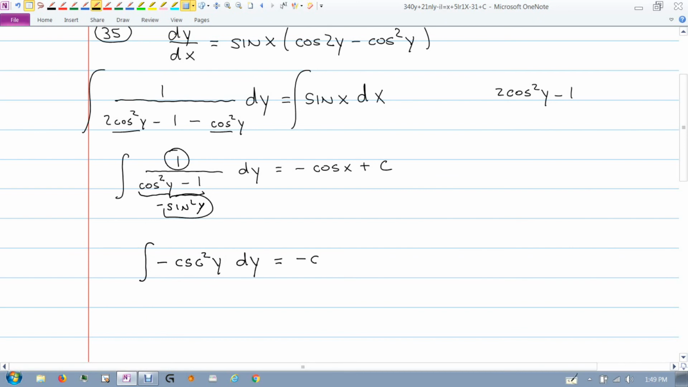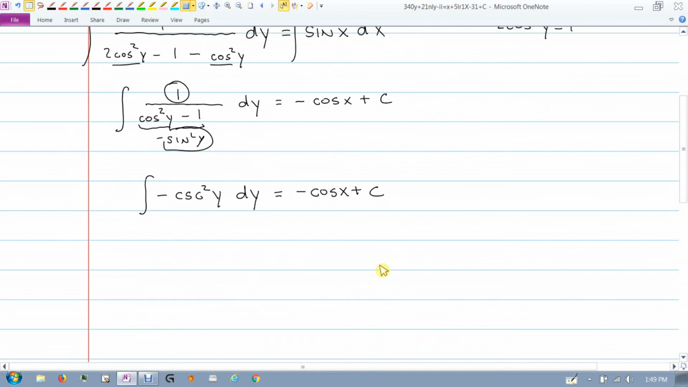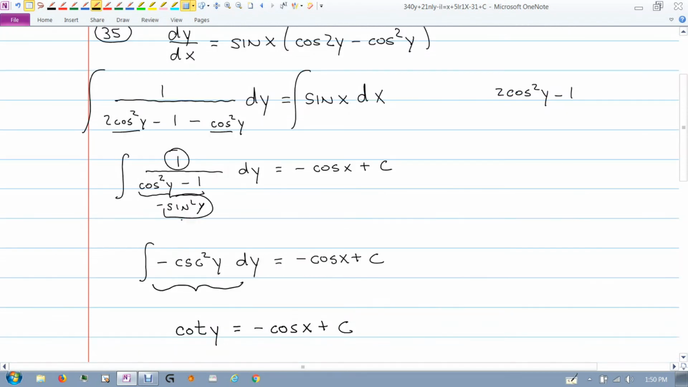So all I'm using here is identities. And then now the antiderivative of negative cosecant squared y is cotangent y. So this is a known antiderivative. This is cotangent y. So that's all that is on the left-hand side, and on the right-hand side, we just have this. So that is it. We are done. Oh, that's it. That's number 35. Okay, good.